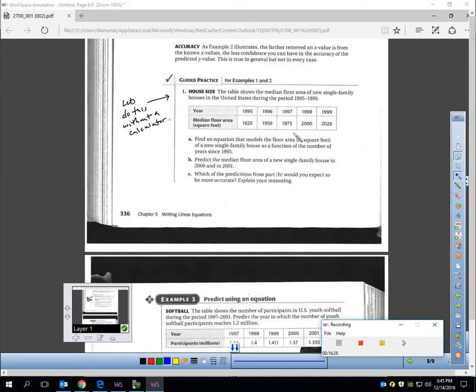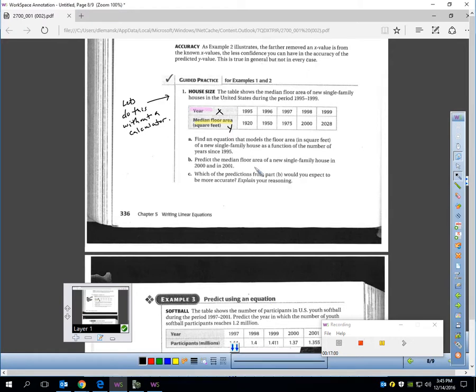Let's do a problem here without our calculator, just because, again, on the test, I could have you do it with your calculator or without. We are going to make a scatter plot of this data, find a line of fit, and then make some predictions based on that. So they give me the year. The years are the X's. So let me write that in there. And the median floor area, of course, that's the Y's. So let me highlight that. Here are my Y's.